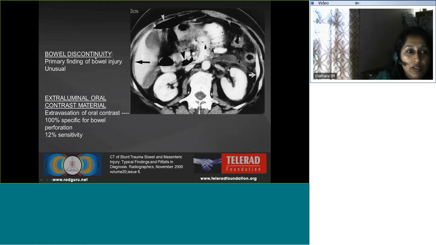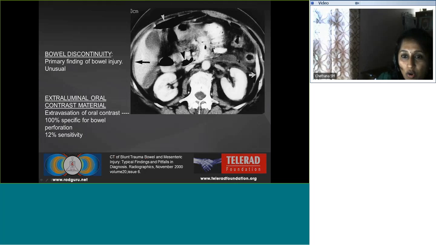So to start with, bowel discontinuity. It is a primary finding of bowel injury which is very rarely seen, and it's a very unusual finding, but it has 100% specificity. Extraluminal oral contrast material, yes, it has 100% specificity for bowel perforation, and it has very low sensitivity.